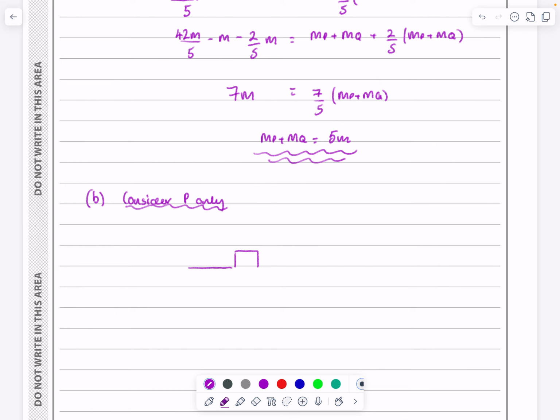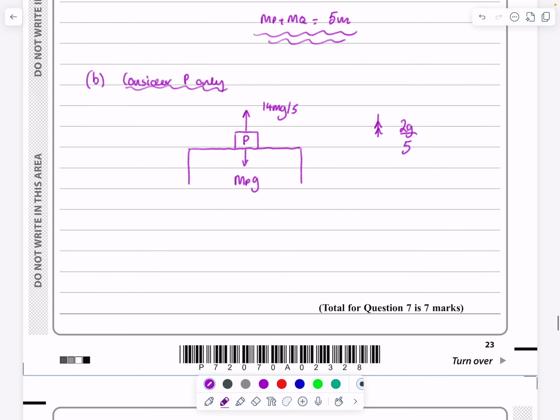So what's happening to P is that P is going to be sat on Q, just make that a bit bigger now, sat on Q here, but for P, the reaction force that's going up there then is 14mg over 5. They told me that in the question. I know the weight of that is going to be my mpg again, and I know that the acceleration is constant throughout, so 2g over 5 is the acceleration of P itself. This is P that we're interested in.